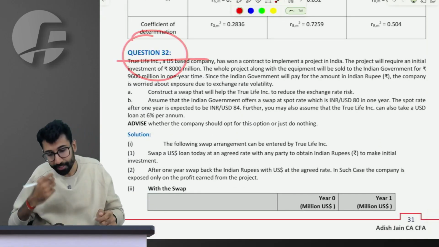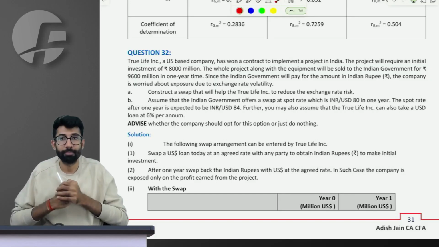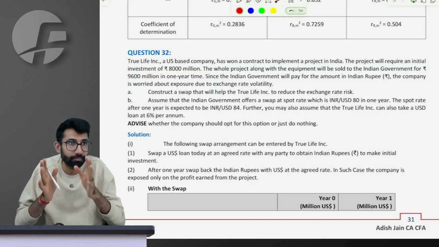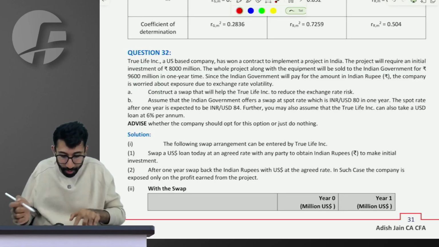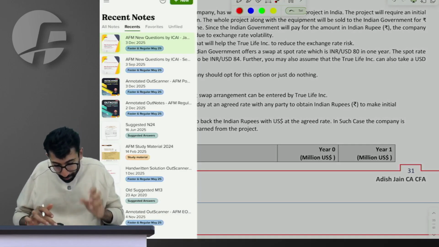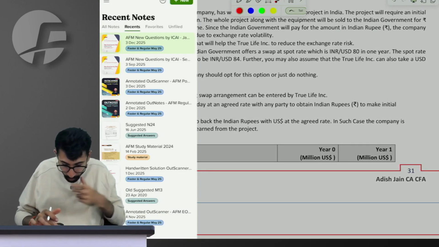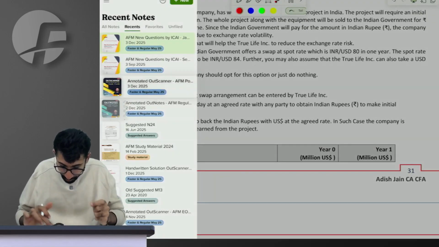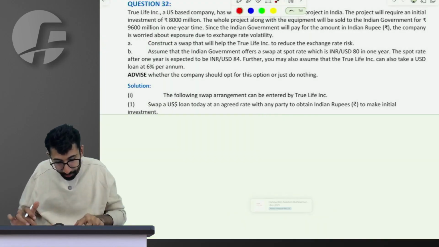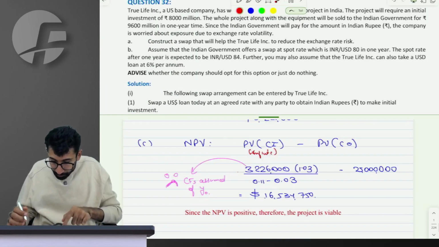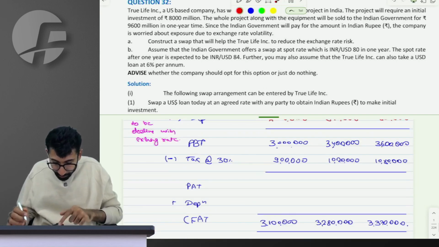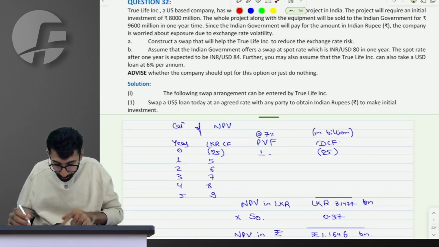Question 32, again an easy question of currency swap. You can call it either from interest rate risk management, right? Such an easy question. Let me show you my handmade notes which we refer to for regular batch students, because there I have presented the solution to this question in a better manner.